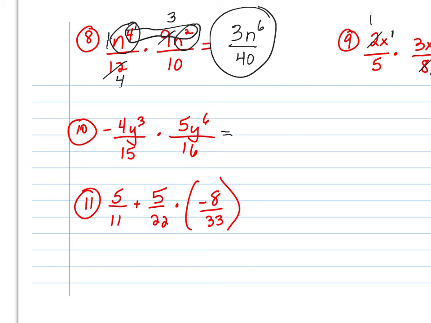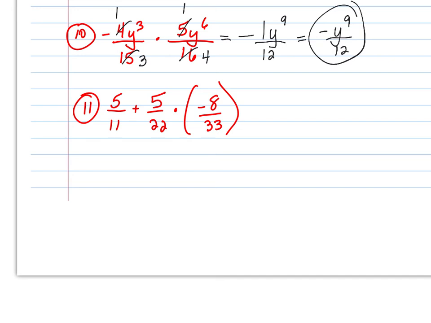Look at number 10. So negative times positive is a negative. 4 becomes a 1, 16. 5 becomes a 15. Okay, 1y to the 3rd times 1y to the 6th gives me negative 1y to the what? 9th. You add the exponents, all over 12. Okay, we can also write this as negative y to the 9th over 12.